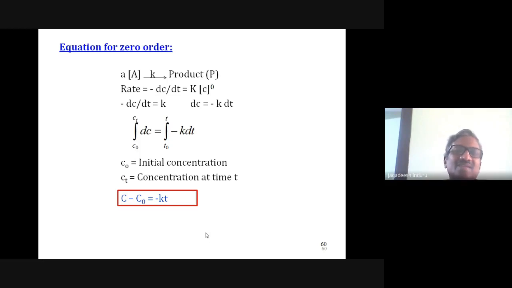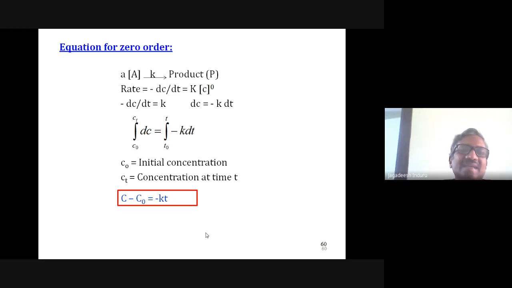If the reaction is progressing with increasing concentration, then you have a positive sign. Don't bother about that now. We need to take the concentration as a modulus. We will see that. And you are integrating from C0, the starting concentration, to Ct after a particular period of time, the concentration in the particular limits.